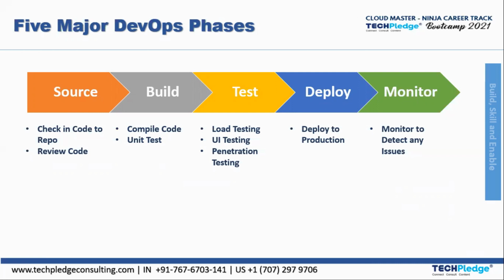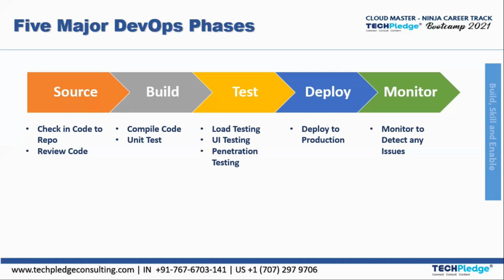These are the 5 major phases that DevOps goes through. First is source: check in code to the repo, then review your code. Second is build, where you compile your code and the unit tests happen. Then the testing phase comes, where different types of testing happen: load testing, UI testing, penetration testing, which is for security. The fourth is deploy, which is to deploy to production, and fifth is monitor.